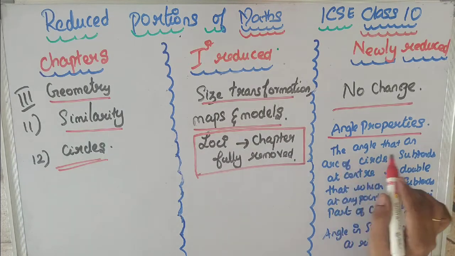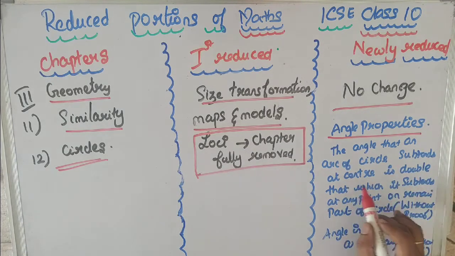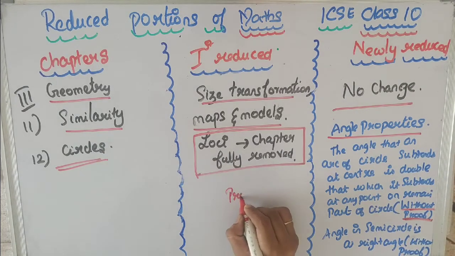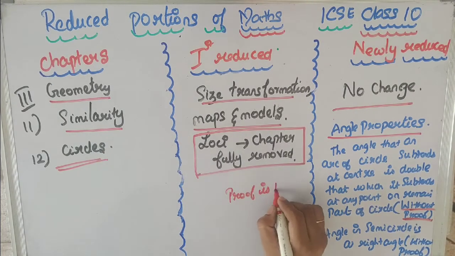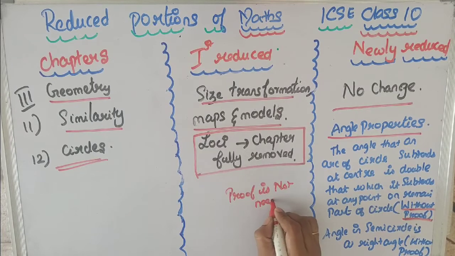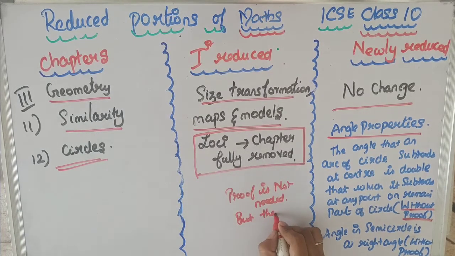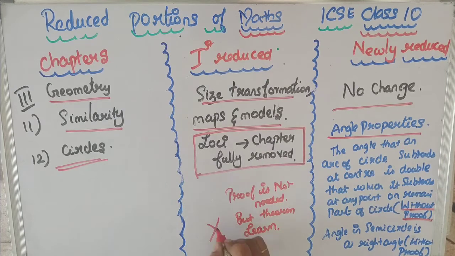Here the angle properties proof is removed. Okay, there are two angle properties here for which the proof alone is removed. Okay, here we need to read the theorem and we have to work out the problems, but proof is not needed. Just remember, don't misunderstand, proof is only not needed. You have to learn the theorem. Clear? Only proof of theorem is not needed.